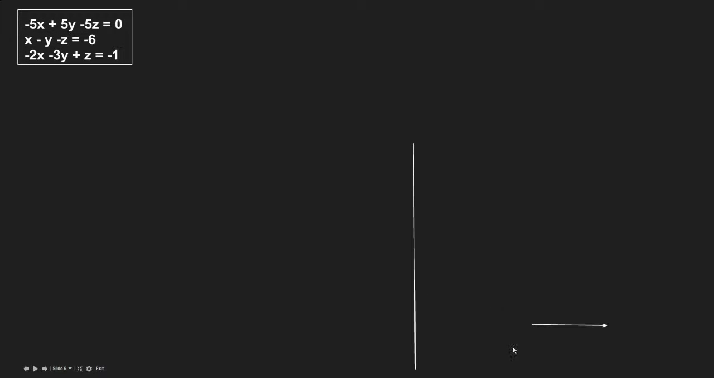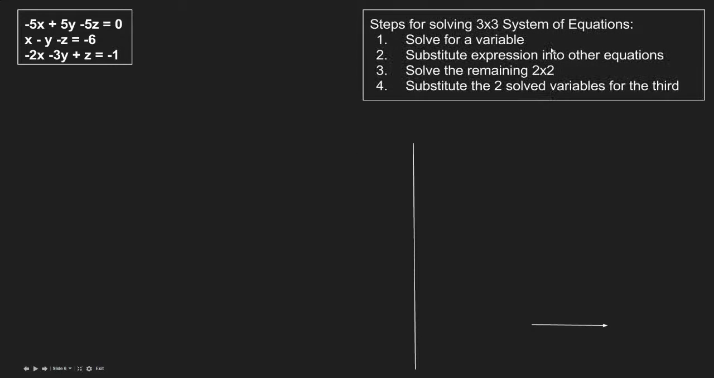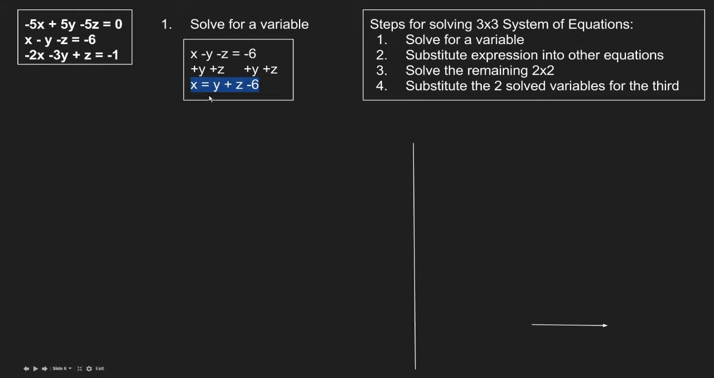So the next problem we're going to do: negative 5x plus 5y minus 5z equals 0, and x minus y minus z equals negative 6, and negative 2x minus 3y plus z equals negative 1. And so the same steps as before, we're going to solve for a variable, and we'll solve for x on this one. So all you have to do is add y and z to both sides, and you'll get x equals y plus z minus 6. And we'll substitute the expression into other equations.